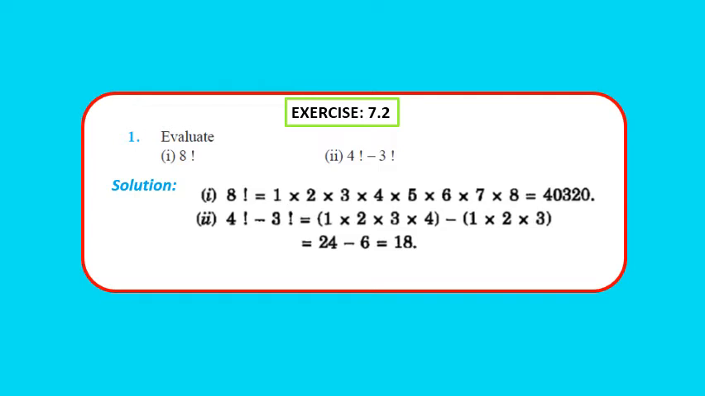And the second one is we have to find factorial 4 minus factorial 3. So factorial 4 equals what? 1 multiplied by 2 multiplied by 3 multiplied by 4, minus factorial 3, which is equal to 1 into 2 into 3. So simplifying, we get 24 minus 6, which is equal to 18. That's it. So pause and note down the solution.